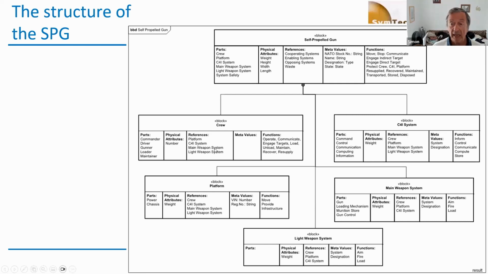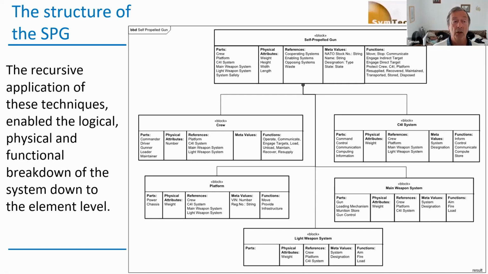And how do we then proceed? Well, it's quite simple. We have the recursive application of those techniques that I've talked about, and by recursively applying them, we enable a logical, physical and functional breakdown of the system down to an appropriate level. We didn't quite get down to every element, but every aspect that we needed to in order to specify unequivocally what it is we wanted to buy.